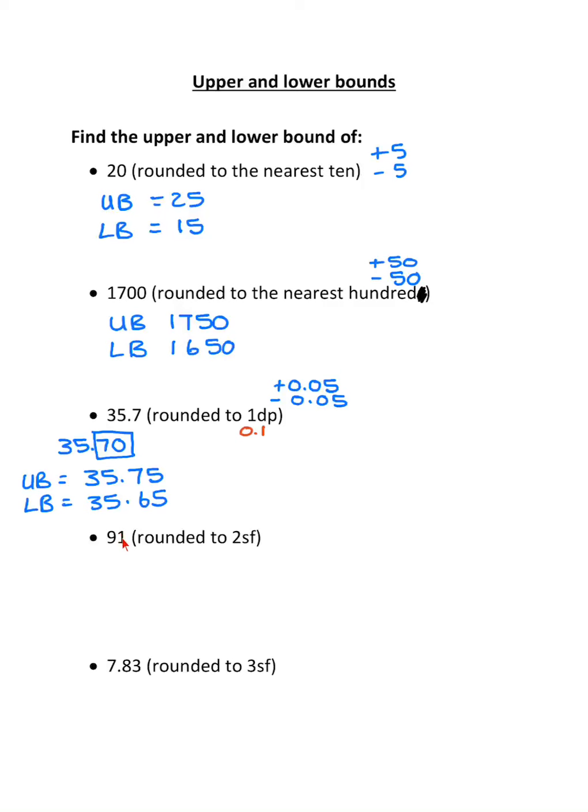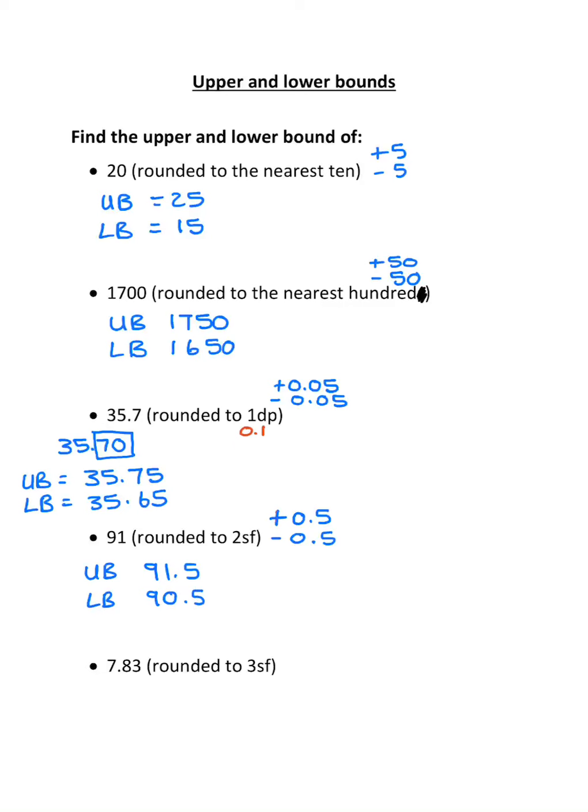So if I say that this number has been rounded to 2 significant figures, I may as well say that this number has been rounded to the nearest unit, which means you add half a unit on and you take half a unit off, which means the upper bound for this number 91 would be 91.5 and the lower bound would be 90.5.